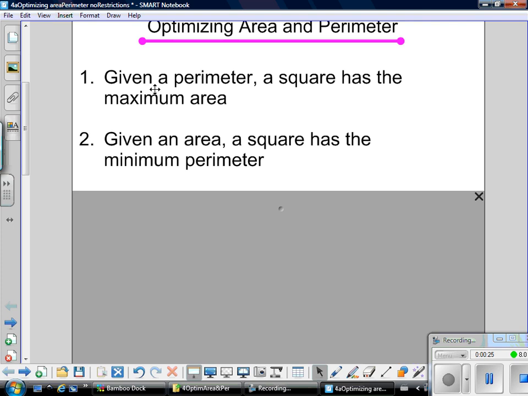So given a perimeter, a square has the maximum area. So when we want to optimize area, we're after the maximum area, and we know the maximum area is going to be a square. Also, given an area, a square has the minimum perimeter. So when we're talking about optimization, the square is the ideal shape. It provides us both with the maximum area and the minimum perimeter.